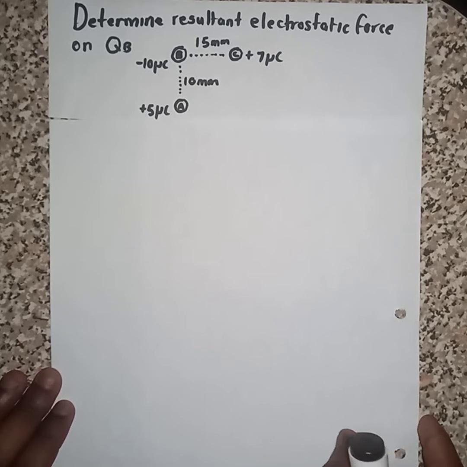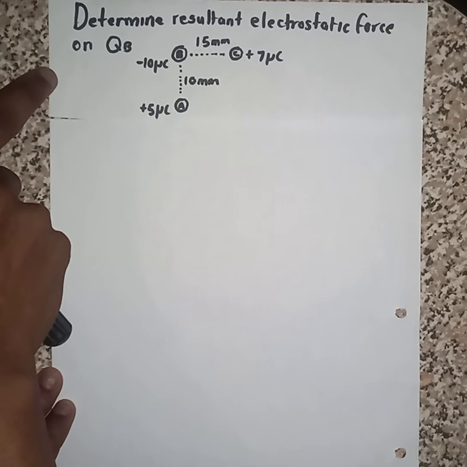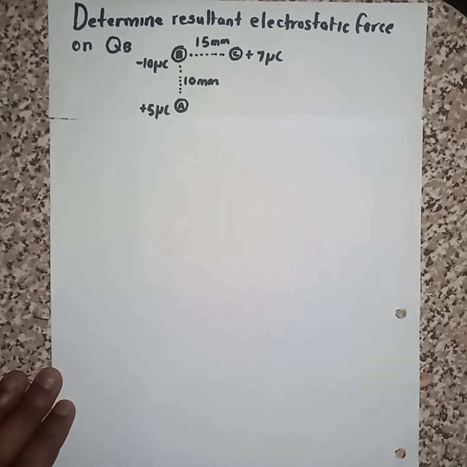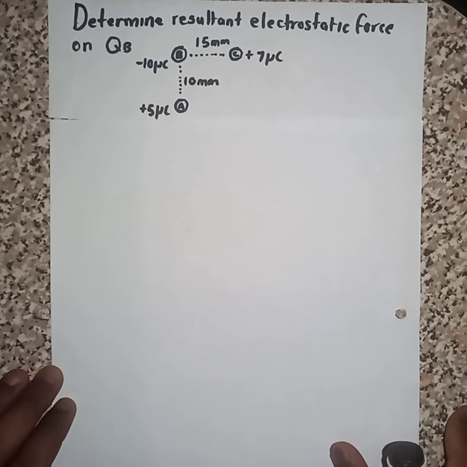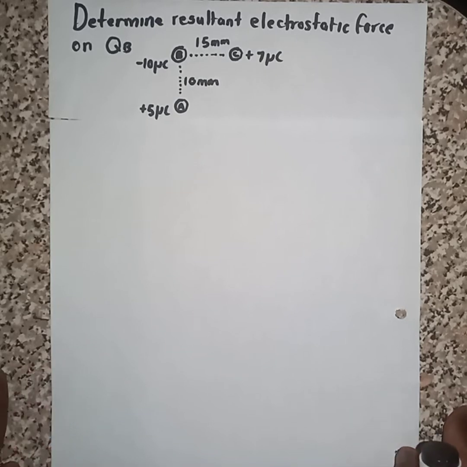I'm going to continue now with this problem. Now we have a two-dimensional problem of electrostatic force, Coulomb's law, which states: determine the resultant electrostatic force on QB. I still repeat again, for us to answer this problem, we must start by drawing what? The free body diagram.